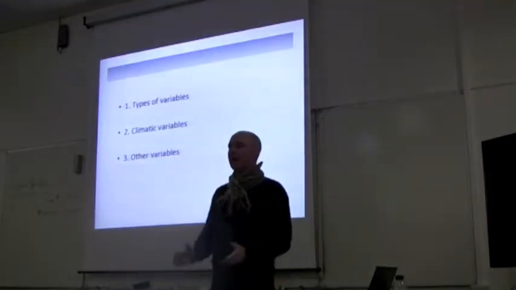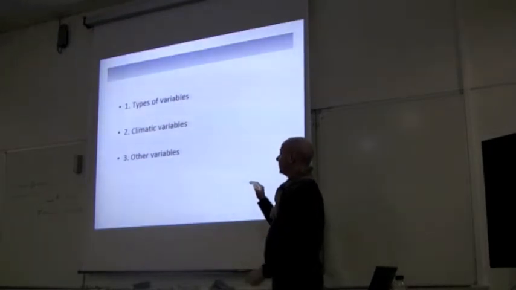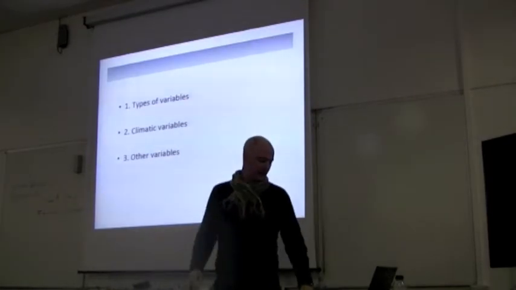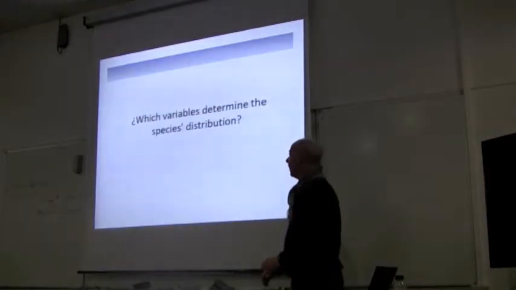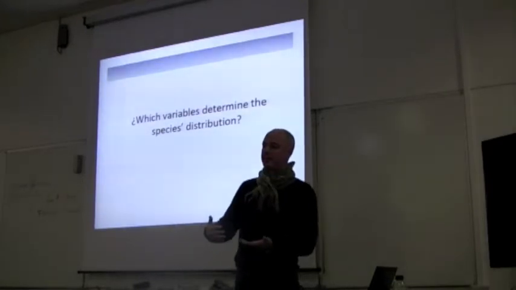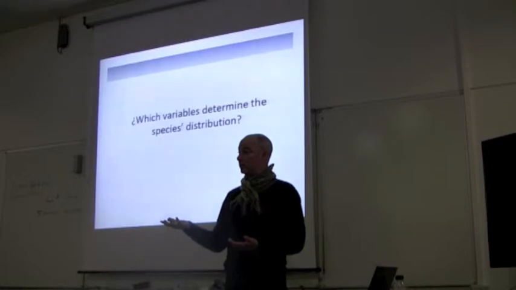So let's think about kinds of variables. So later we'll go into more details on climatic variables, which is what most of us use, and then some other kinds of variables that sometimes can be important, but they're usually harder to get. So we need to think, as biologists, what variables do we think plausibly might be determining our species distribution?